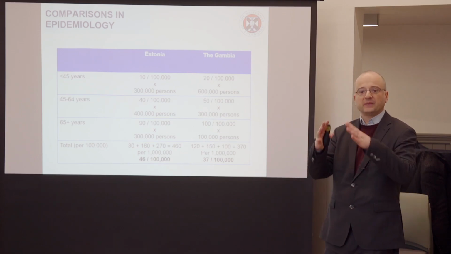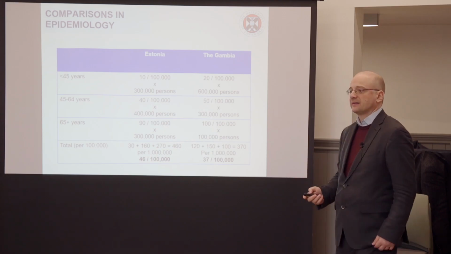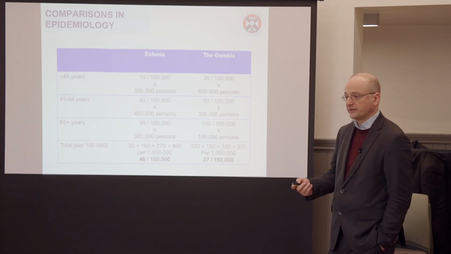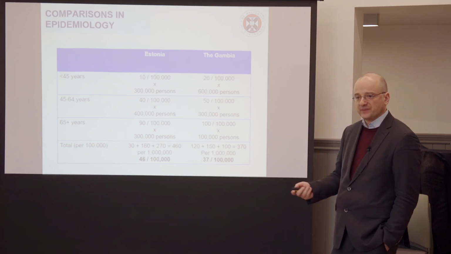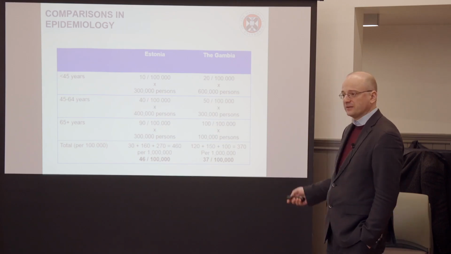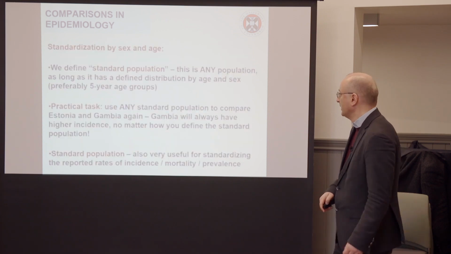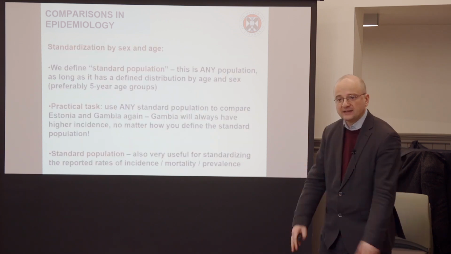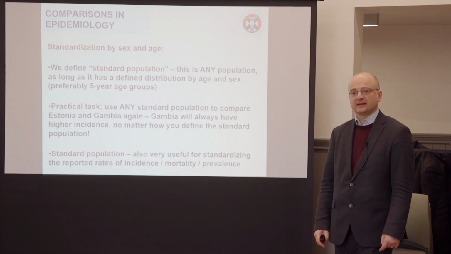It's just that their age and sex distribution of the population makes it seem like they are better off, whereas they're really not. They're obviously smoking far more and getting far more lung cancer than people in Estonia, right? But that's not very obvious because of the age distribution of this disease, all right? And the population. So you have to standardize. Before you compare incidences, you have to standardize at least by sex and age.